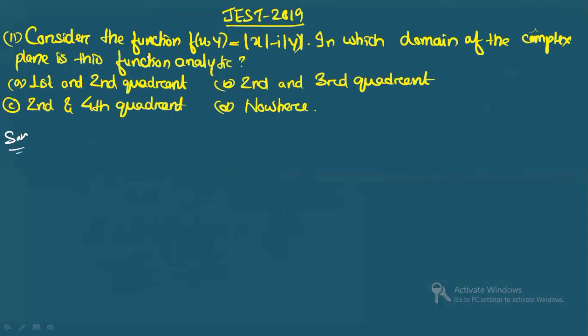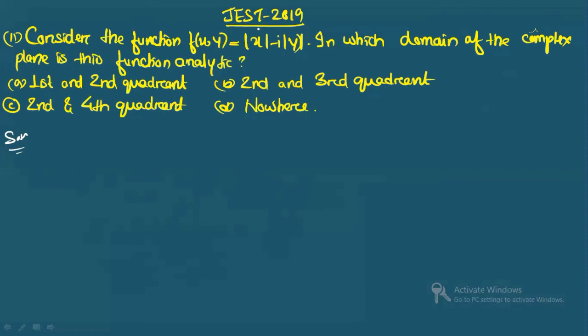So what it says is, consider the function f(x,y) equals mod of x minus i mod of y. You have to say in which domain of the complex plane this function is analytic. So when will this function be analytic?